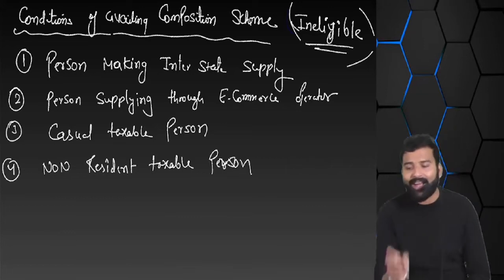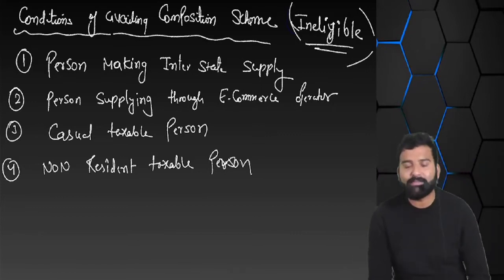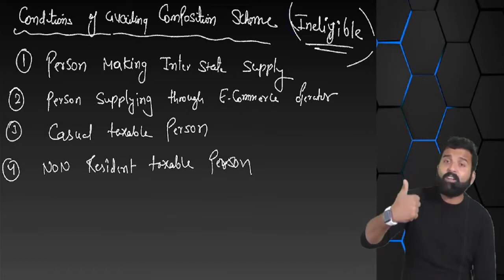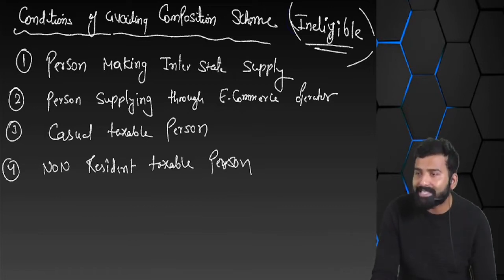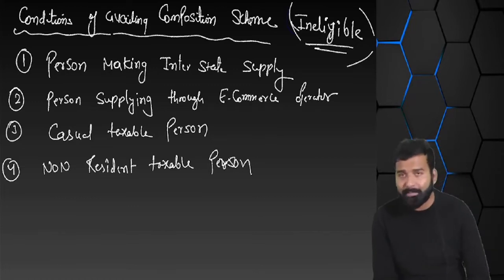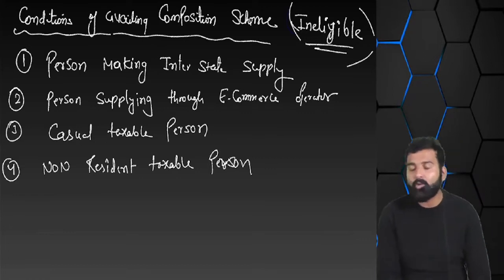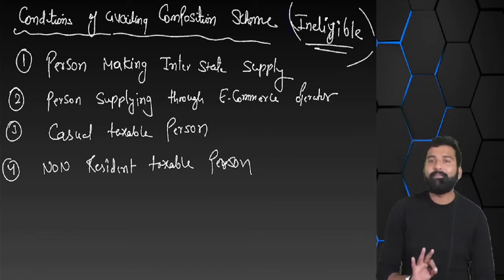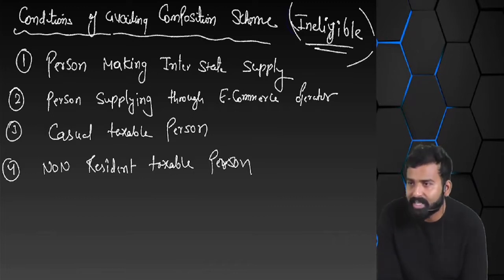One is from Kerala, he is also participating in that exhibition. One from abroad, he is also participating in that exhibition. One will be called a casual taxable person and another will be called a non-resident taxable person. Casual taxable person means a person who is coming from another state for doing temporary business in our state. And a non-resident taxable person is a person who is coming from abroad for a temporary business in our state.